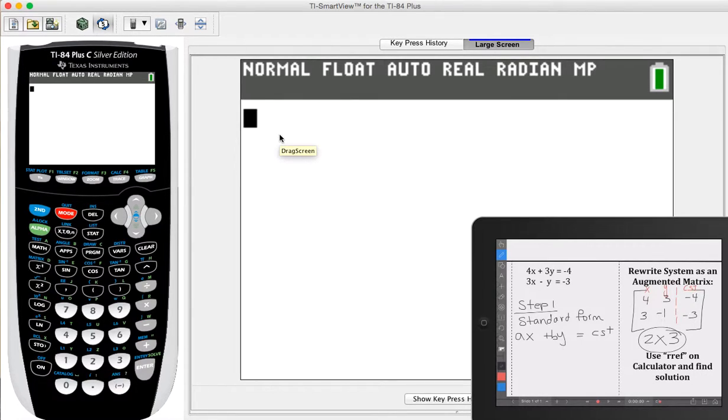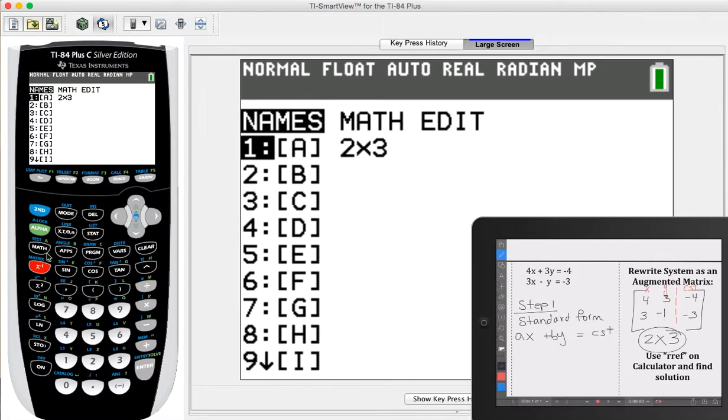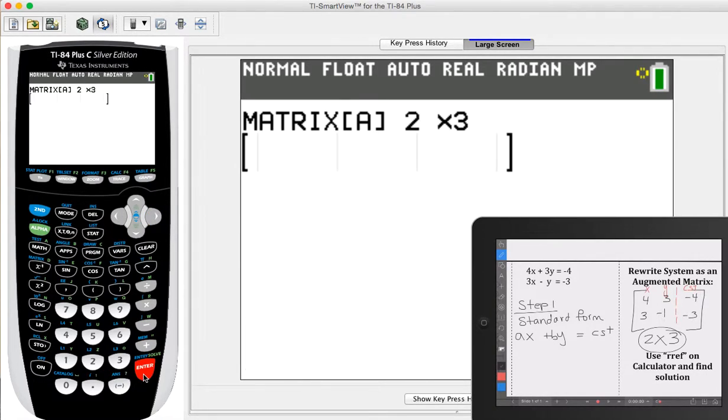Now let's review how to put the values in. Second, x to the power -1 to get to the matrix menu. Move over twice to edit. Press enter on 1. Make sure that you put the dimensions of the matrix. The first number stands for the number of rows. The second number stands for the number of columns.